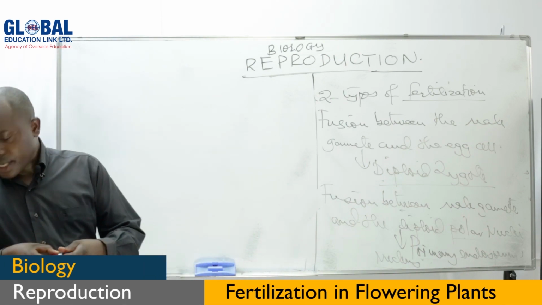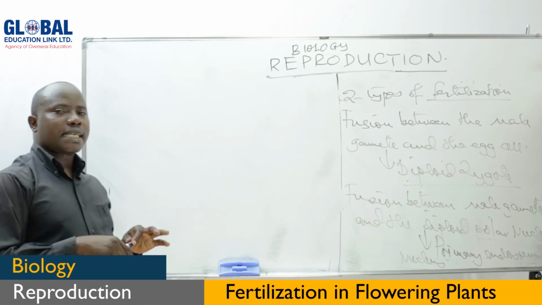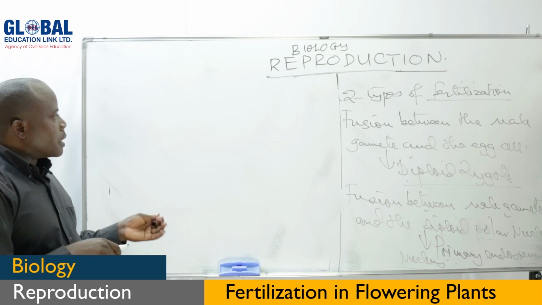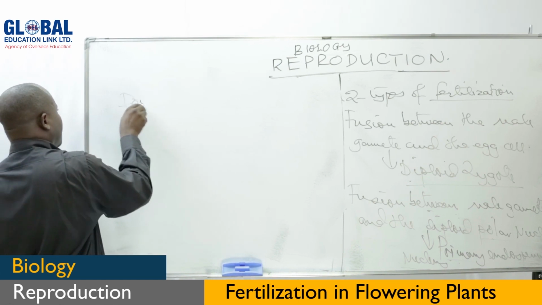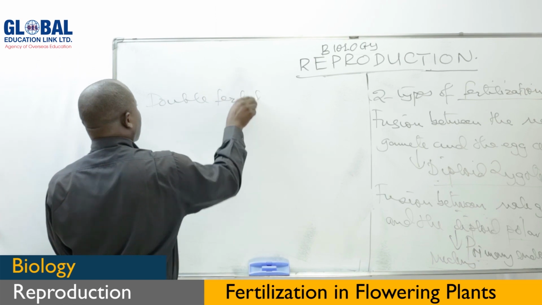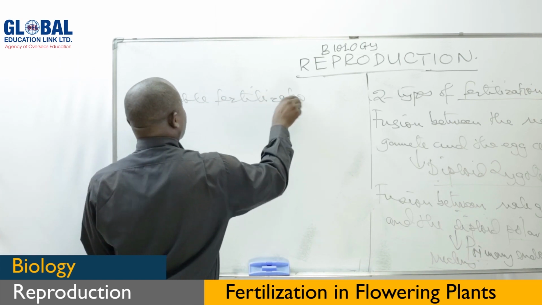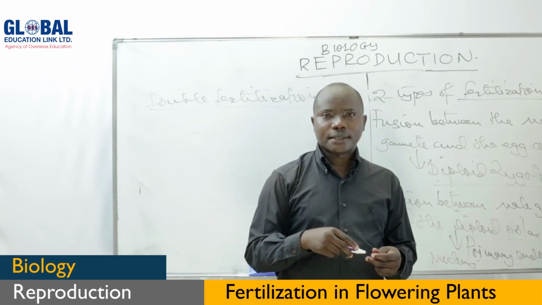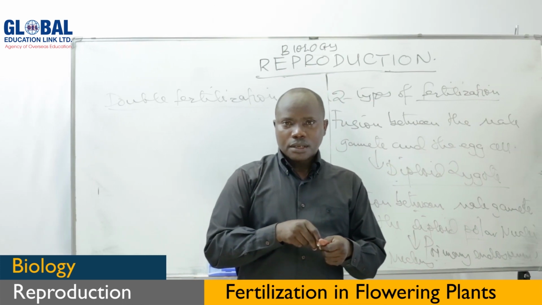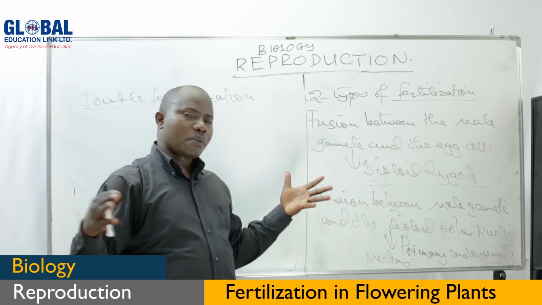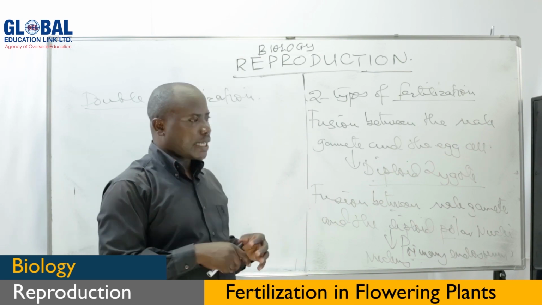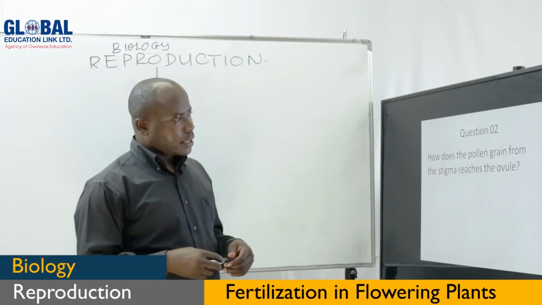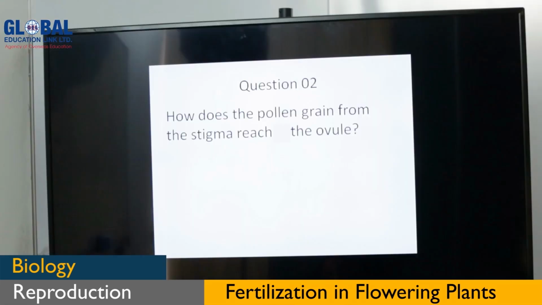The phenomenon in which two sets of fertilization occur in the same embryo sac is referred to as double fertilization. By so doing, you will have responded correctly to this question, which requires you to describe different events leading to double fertilization. Let us now see the next question, and this reads as follows.